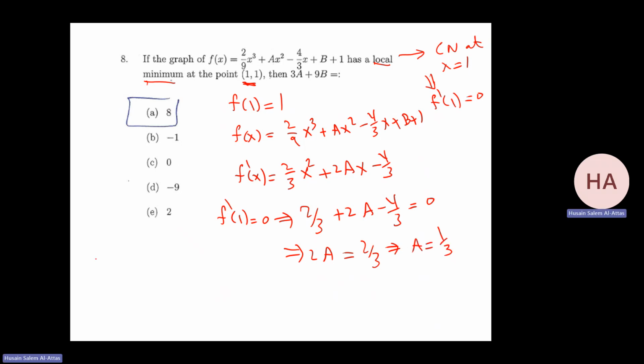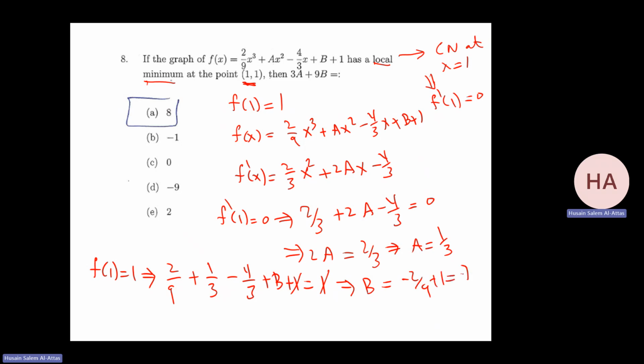Okay. I have f at 1 equal 1. That implies 2/9, a is 1/3, minus 4/3 plus b plus 1 equal 1. This is cancelled. So b equals -2/9, and this -1, take it to the other side, plus 1. So I have 7/9. So 3a plus 9b will be 1 plus 7, which is 8. So that will be the answer.